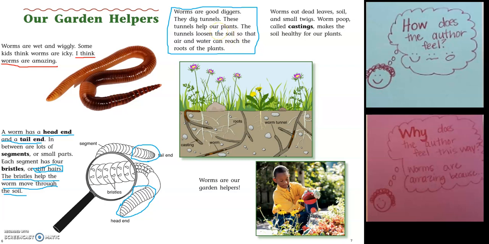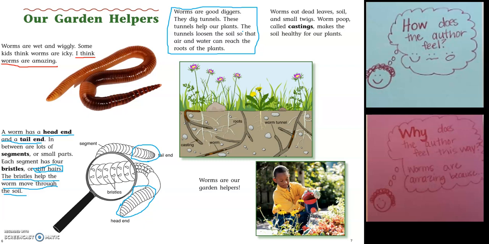Worms are good diggers. They dig tunnels. These tunnels help our plants. The tunnels loosen the soil so that air and water can reach the roots of the plants. Now, think about what could be a cool fact that tells why the author thinks that worms are amazing. I'll read it again. Worms are good diggers. They dig tunnels. These tunnels help our plants. The tunnels loosen the soil so that the air and water can reach the roots of the plant.